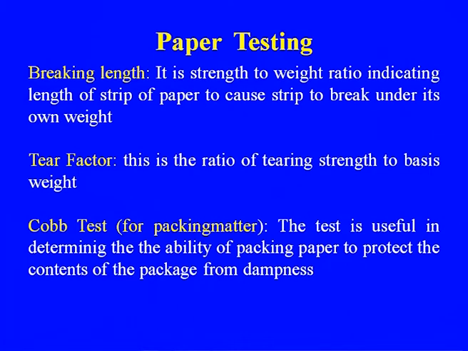Tear strength is the ratio of the tearing strength to basis weight. Cobb test for packing material is useful to determine the ability of the packing material to protect the contents of the package from dampness. These are some of the properties required for testing, and they are closely monitored in the paper mill itself and at the consumer end also, because all the big dealers are continuously monitoring the quality of the paper. Any variation in the quality is going to affect the end uses of the paper.